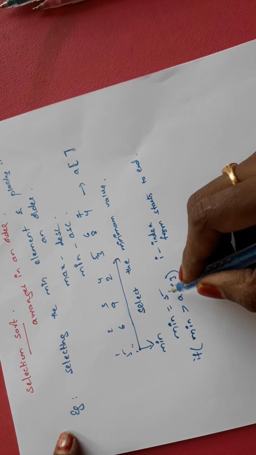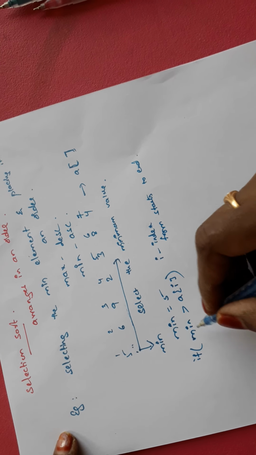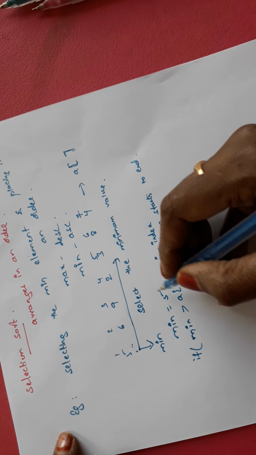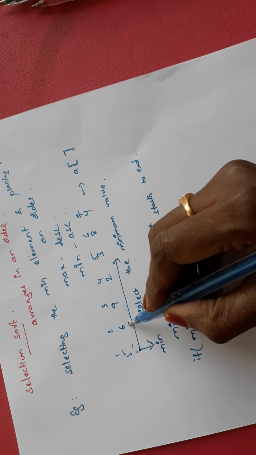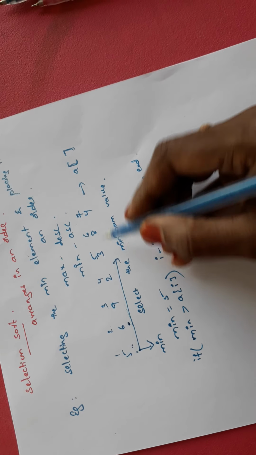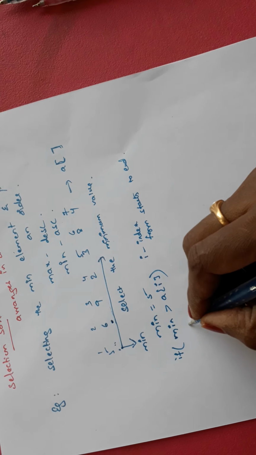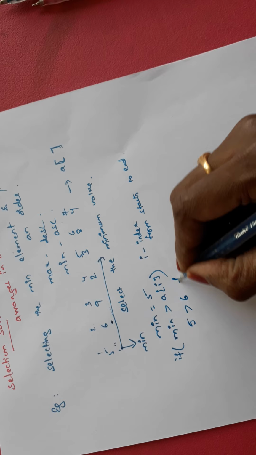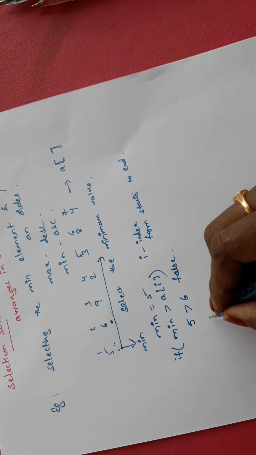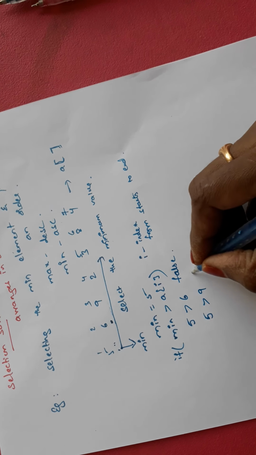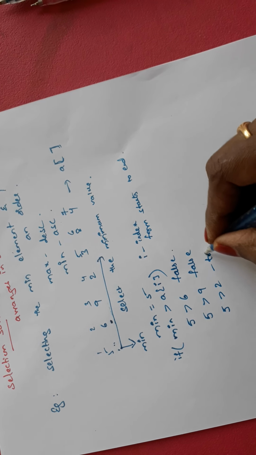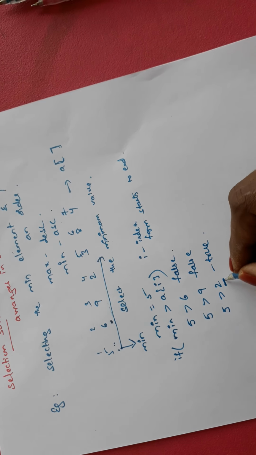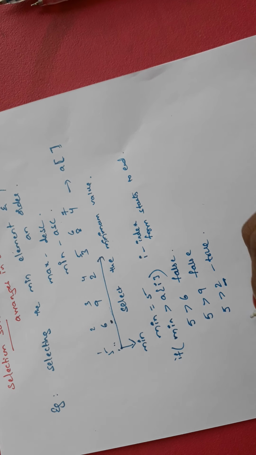Now 5 is the minimum value. How do we check? We compare 5 with the other elements in the array. Compare 5 with 6: 5 greater than 6 is false. Now 5 greater than 9 is also false. Now 5 greater than 2 is true. So we found a smaller element. What is it? 2. Now assign min equals a of i.